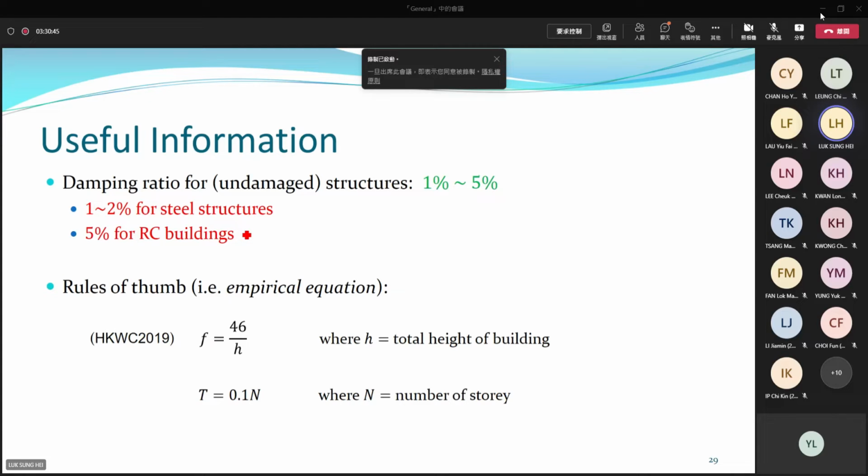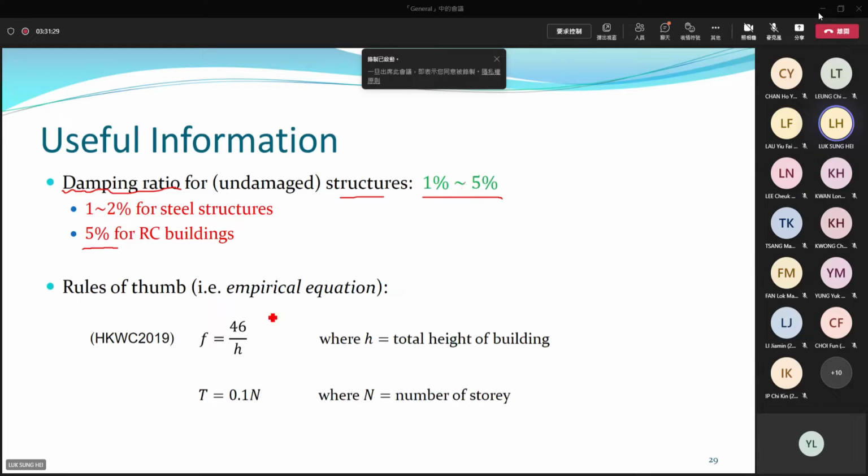The last part here gives you some useful information. Damping ratio. Normally for structures, the damping ratio ranges somewhere between 1% to 5% in general. For steel structures, the damping ratio is normally smaller, 1 to 2%. For RC structures, we typically take 5%. This shows you a little bit about the range of damping ratio. 3% normally for undamaged structures. That's why we normally consider undamped condition with small damping. That's why I keep using the small damping assumption throughout our discussion before.